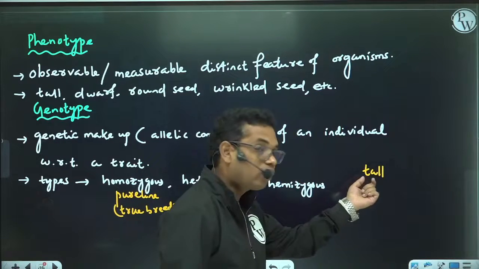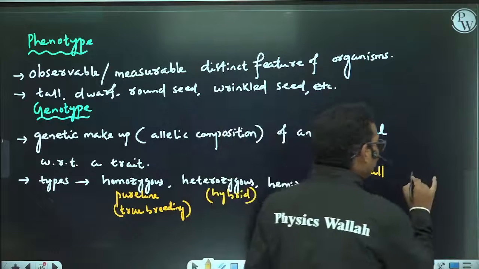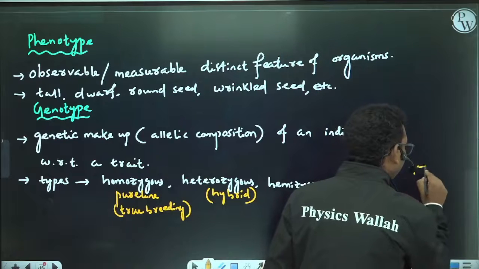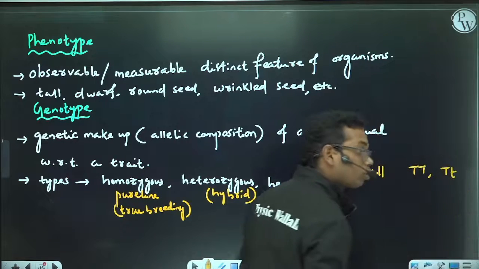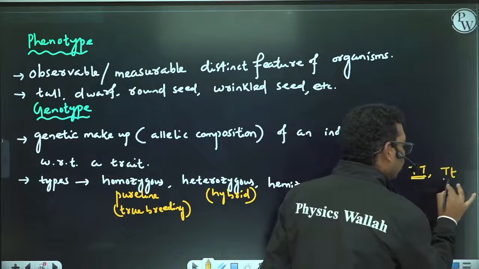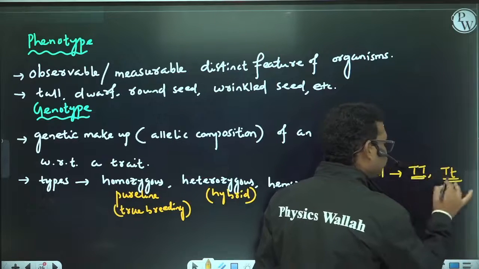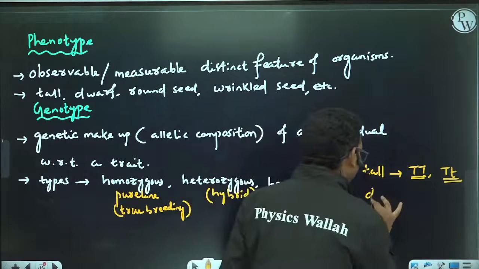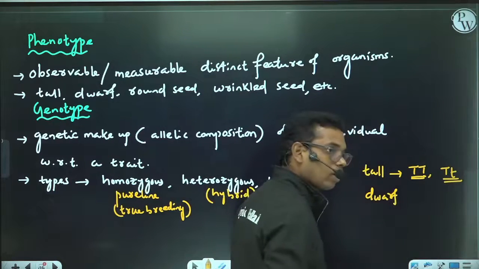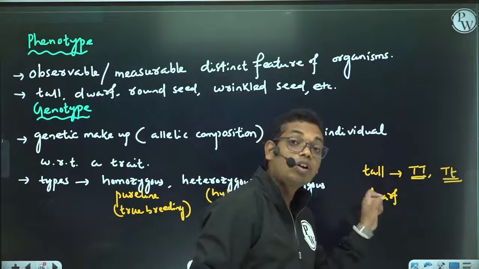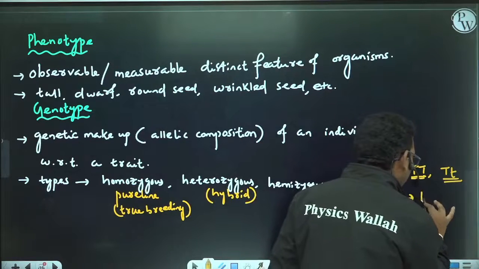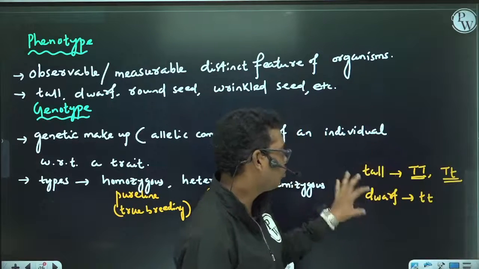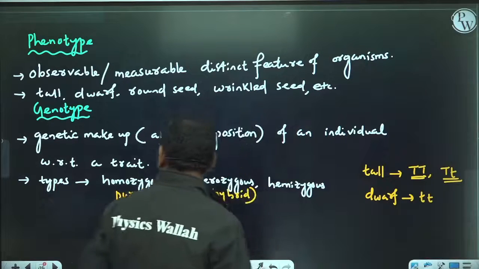For this tall trait, the individual may have the alleles capital T capital T, or capital T small t. So in this case, capital T capital T or capital T small t are the genotypes. This is the phenotype. Or when I say dwarf, this is a phenotype, and for this trait the individual will have two alleles, and the two alleles will be small t. So these are the genotypes and these are the phenotypes. That is what I have written over here.